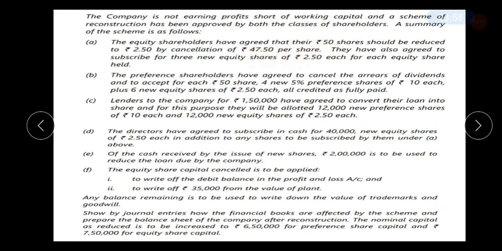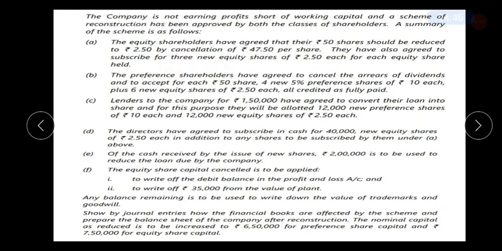Then they have also agreed to subscribe for 3 new equity shares of rupees 2.50 each for each equity share held. So one more thing you need to observe here. They are sacrificing this rupees 47.50 per share, but along with that, they are being issued new shares. How many new shares? Equity shareholders agreed to subscribe new equity shares. How many? 3 new equity shares for each share held. So every share will get 3 new equity shares of rupees 2.50 each.